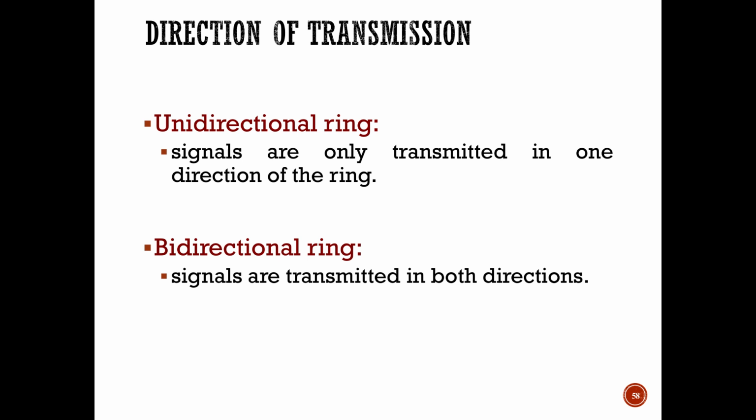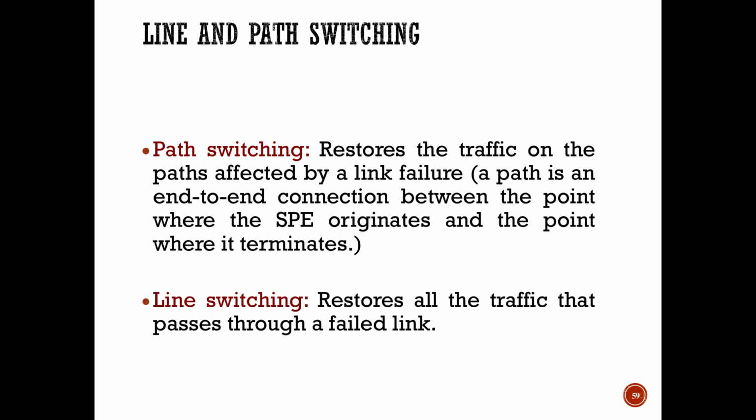Direction of transmission. Unidirectional ring. Signals are only transmitted in one direction of the ring. Bidirectional ring. Signals are transmitted in both directions. Line and path switching. Path switching restores the traffic on the paths affected by a link failure. A path is an end-to-end connection between the point where the SPE originates and the point where it terminates. Line switching. Restores all the traffic that passes through a failed link.